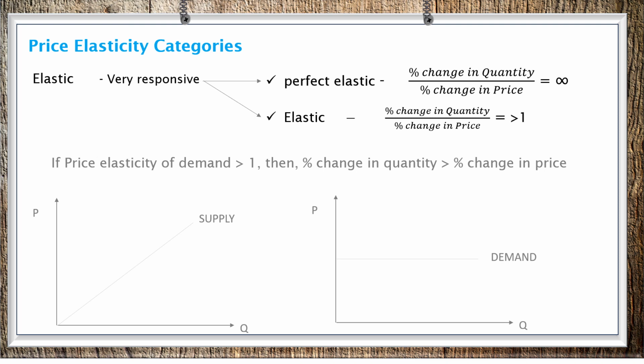And we discussed the curve for demand that has a horizontal line. Why? Because simply a change in price means the consumers will shift to another product.